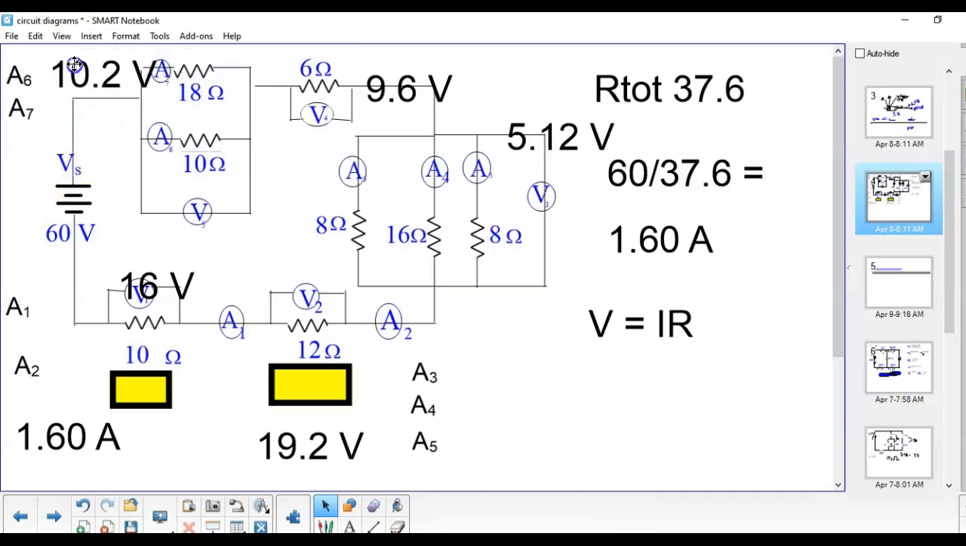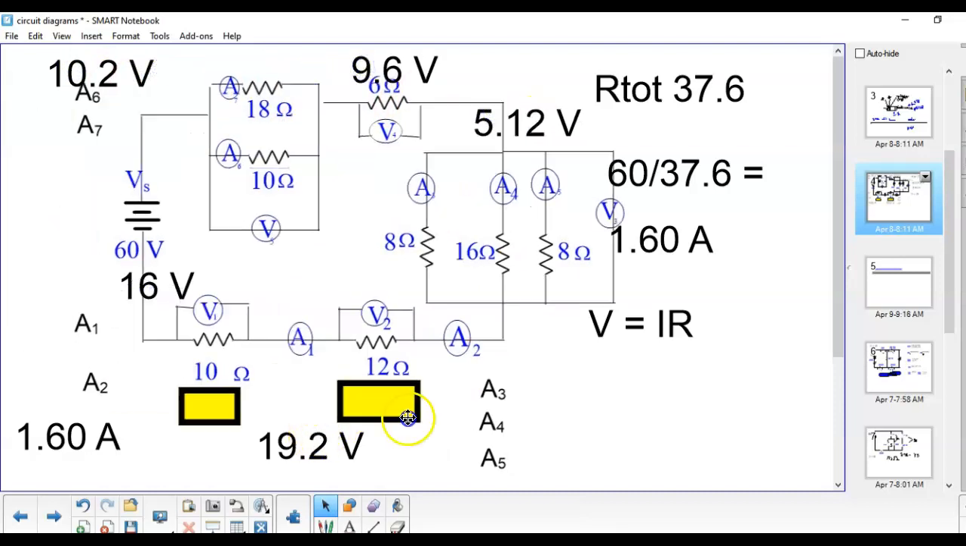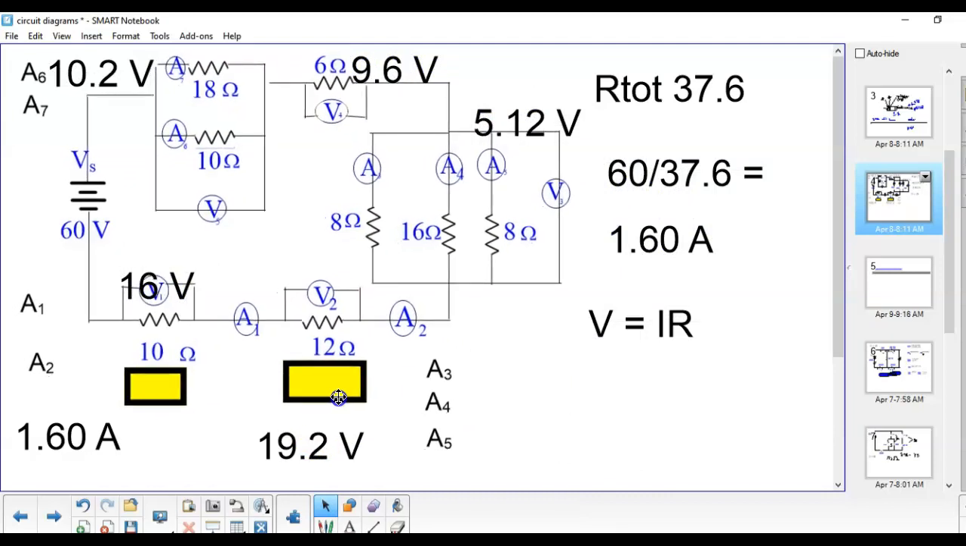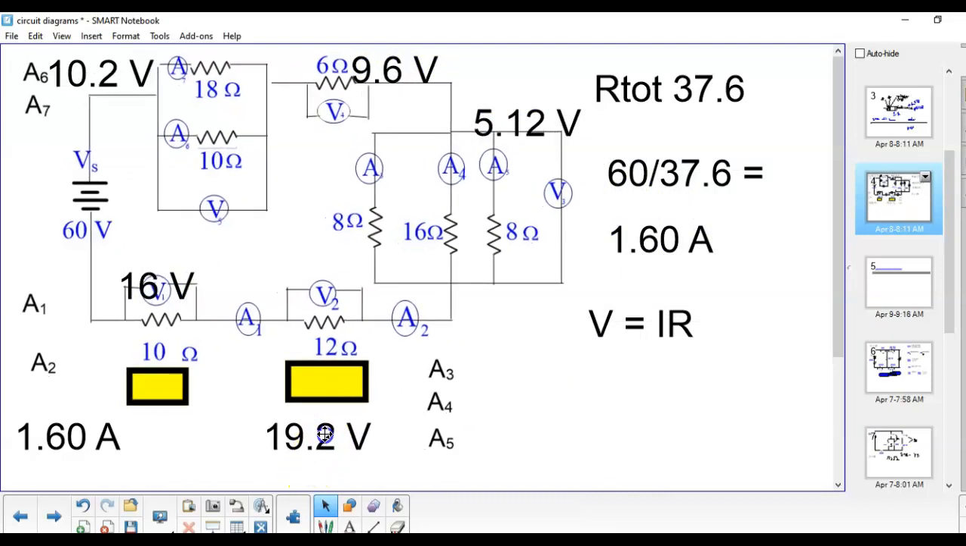If you take a look and add up these different voltages from around the circuit, you're going to find that it adds up pretty closely to this 60 volt source.